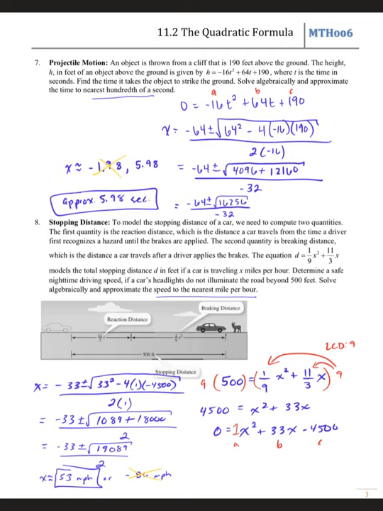The next one talks about the stopping distance of a vehicle. So we have this equation here. We need to clear our fraction, so we multiply everything by 9 to get this, get everything to one side, and we have our a, our b, and our c. We use the quadratic formula. Again, once I get to this point, I use my calculator, and it says to the nearest mile per hour. We get approximately 53 miles per hour, or a negative 86, which we know that's not going to be it, so positive 53. That is all we have for 11.2.